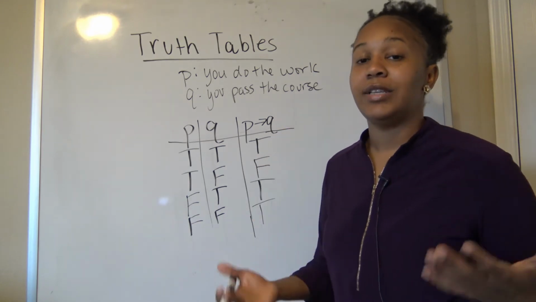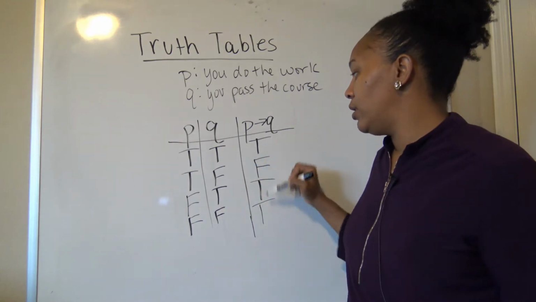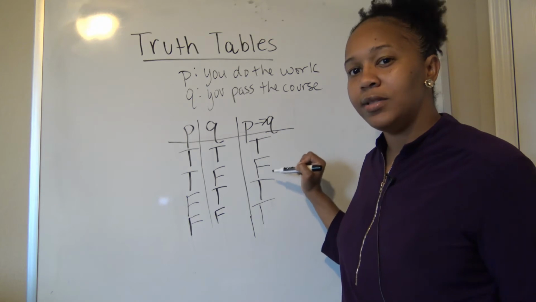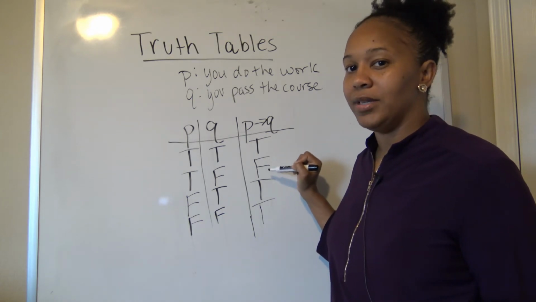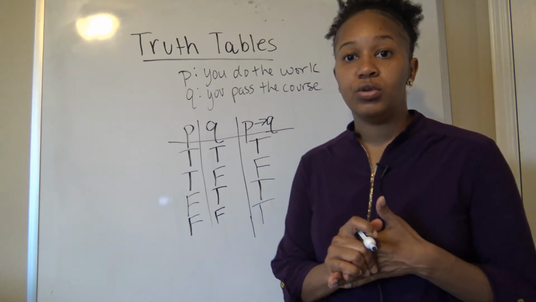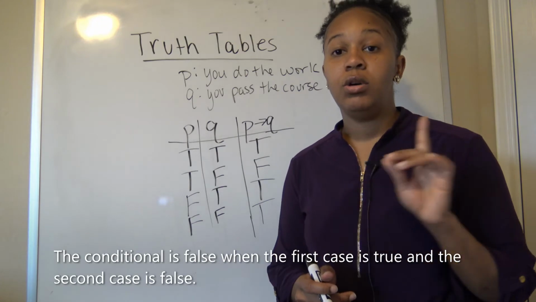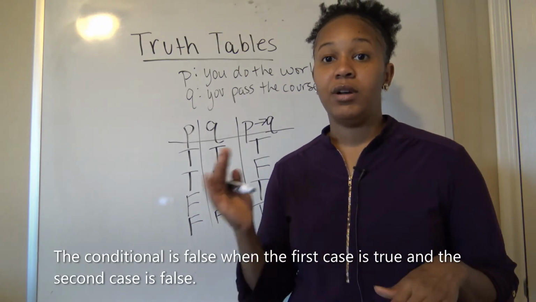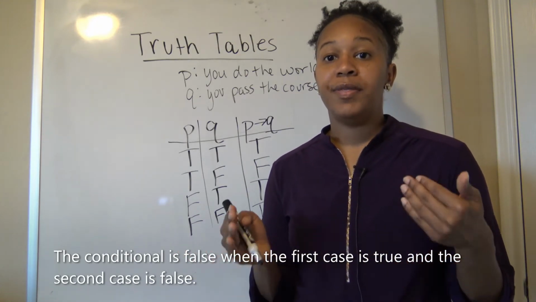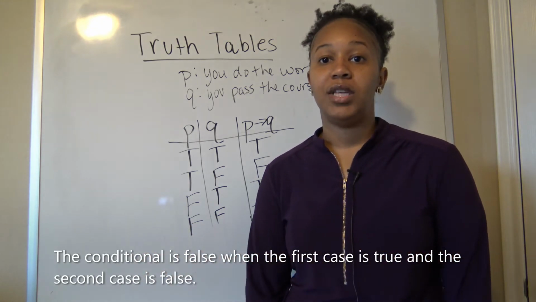Okay. And I wanted to use an example to help you understand why the if-then statement is true in all these cases except that one case where I didn't keep my promise, okay? So the if-then statement, the conditional statement, is always true except in the case when the first statement is true and the second statement is false. If the first statement is true and the second statement is false, then the if-then is false. Other than that, all other cases, the if-then statement is true.